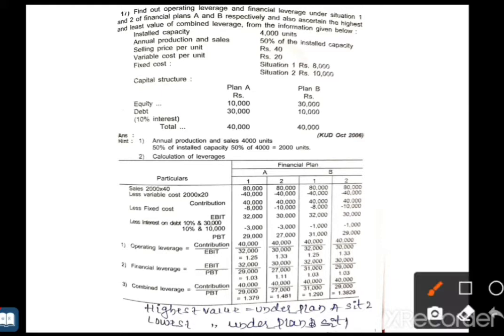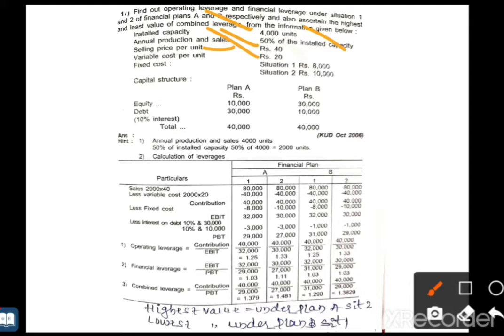They have given installed capacity 4000 units, annual production and sales is 50% of installed capacity. It means we want sales, so how are we going to get sales? Installed capacity 4000 of 50% is the sales. It means 4000 into 50%, 2000 is the sales. Next, selling price per unit is 40 rupees. Again 2000 into 40 we will get the sales. And next variable cost is 20 rupees, 2000 into 20.